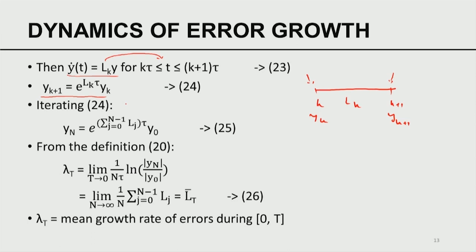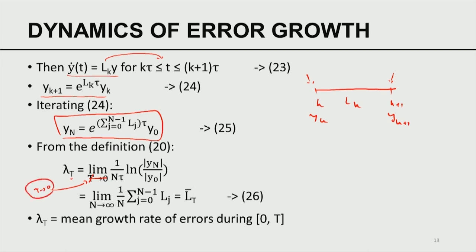If I iterate this from y naught to yn, I get this relation. You can readily see by iterating 24 and using the definition of Lk being constant in that domain, yn is equal to e to the power of the summation j equal to 0 to n minus 1 of Lj times tau, times y naught. Now from the definition of the Lyapunov index at time t, I am assuming my forecast horizon is capital T. So when my forecast horizon is capital T, from the definition of 20, no, it should be tau going to 0. So this should be, as tau goes to 0, not t.